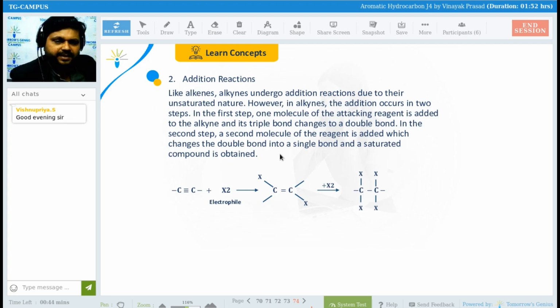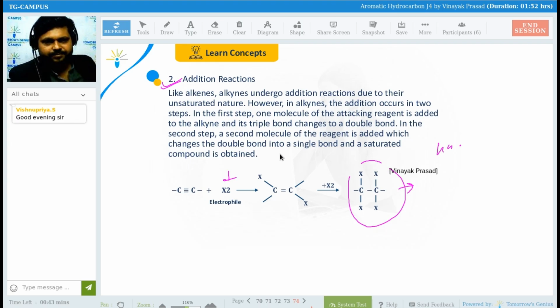No. Addition reaction. In a triple bond, carbon triple bond carbon, in the presence of an electrophile X2. The triple bond will break down into a double bond, and again the double bond will break down into a single bond. Here hydrogenation is happening. So in this case we are getting an alkane, or ethane, you can say.